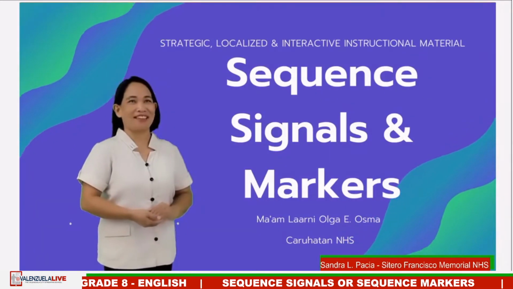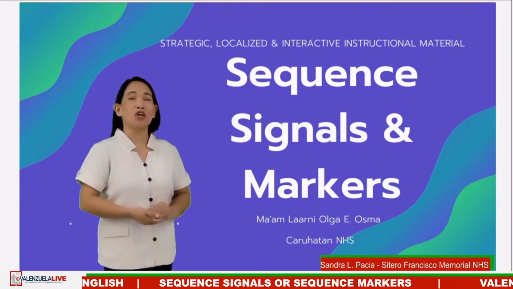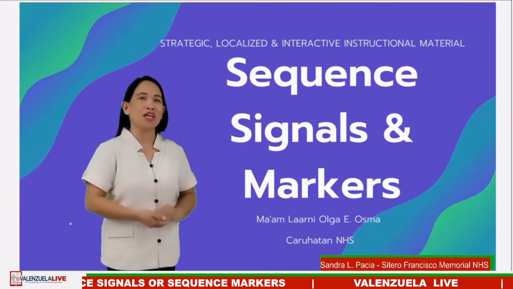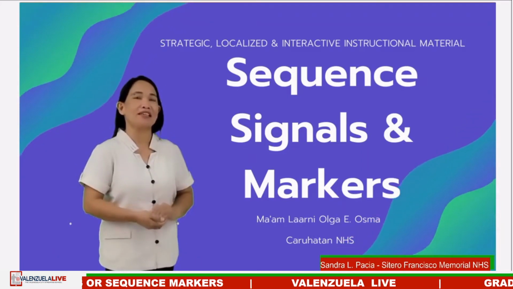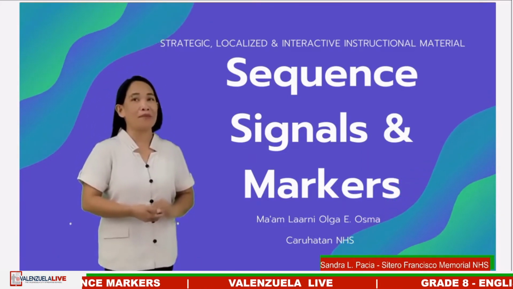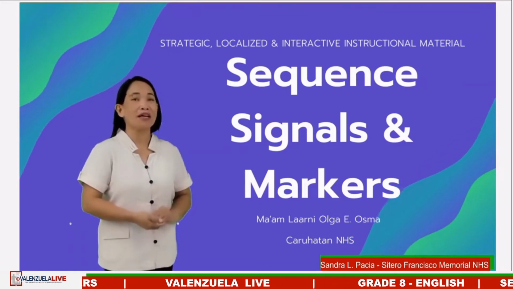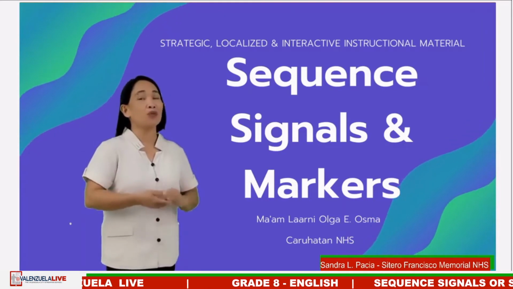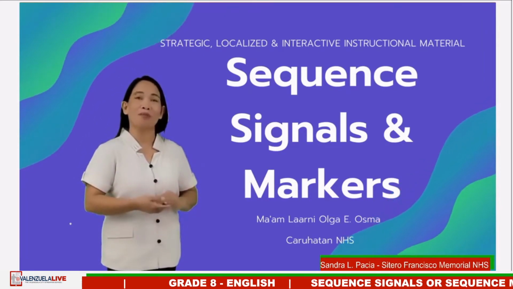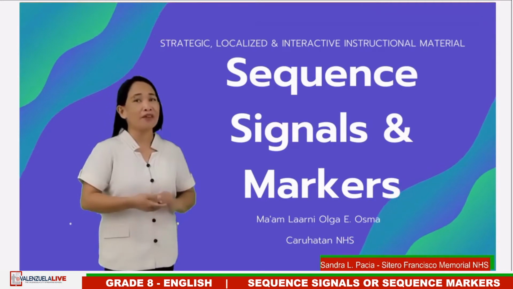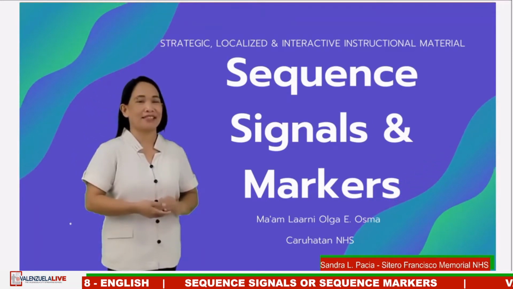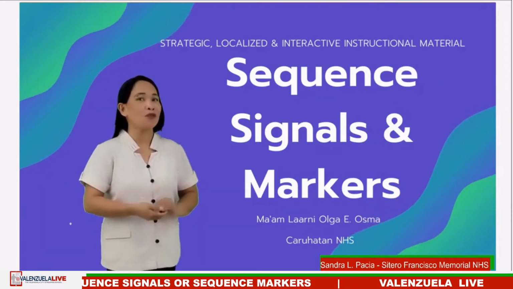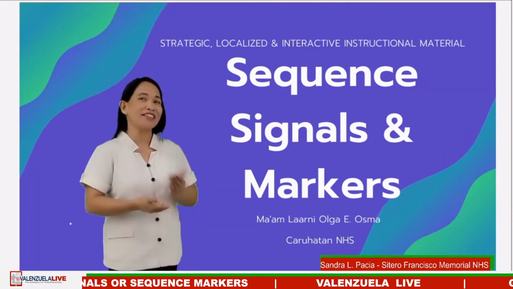Thank you, Ma'am Rosel. For today's discussion, we will use the strategic, localized, and interactive instructional material about sequence signals and markers, prepared by Ma'am Laarni Olga E. Osma from Karuhatan National High School. We will be dealing with the use of sequence signals or markers and interpret their relationship between sentences. But before that, our gentleman speaker has something in store for us. The floor is yours, sir.